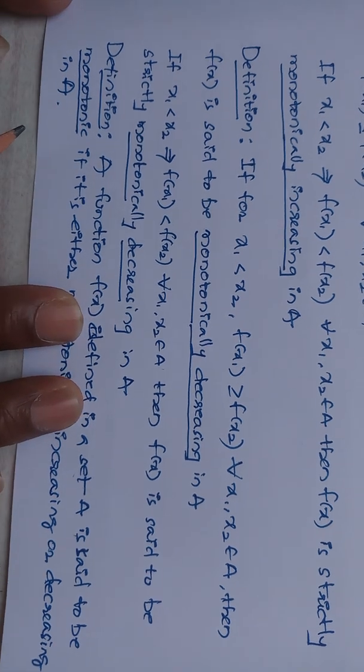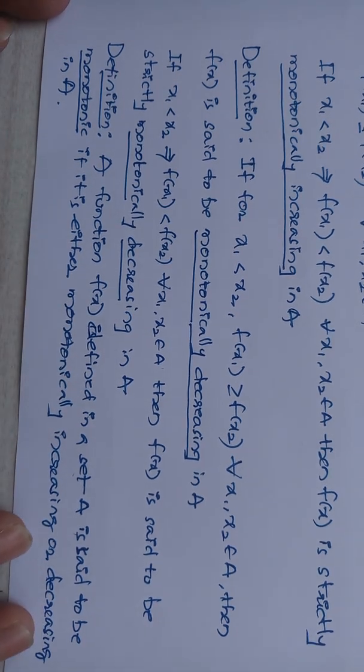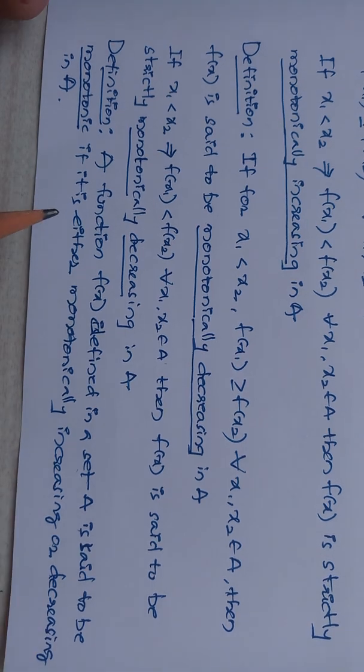So the definition of monotonic: a function f of x is said to be monotonic if it is either monotonically increasing or monotonically decreasing in A. Here some important results are there.